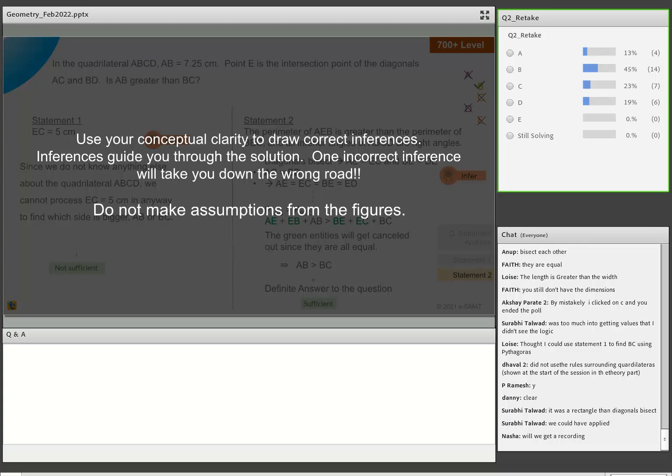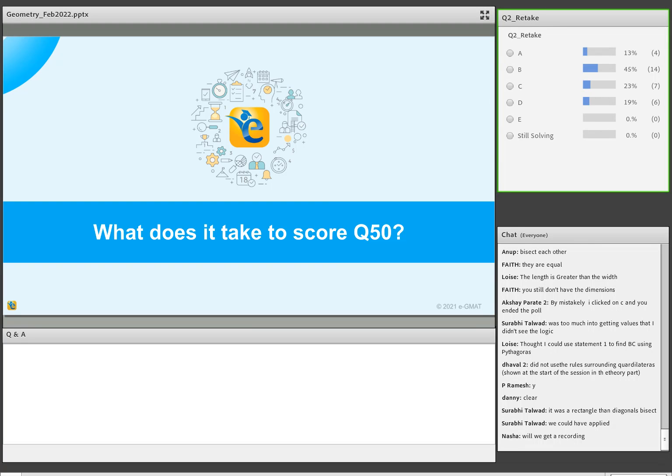So I hope the learnings are clear. Use your conceptual clarity. It's only when you figure out, okay, rectangle, let's figure out, only when you think on those lines can you arrive at all these calculations. Another key learning here: do not just assume based on the figure given to you. Unless the question tells you that the figure is to scale, don't assume.